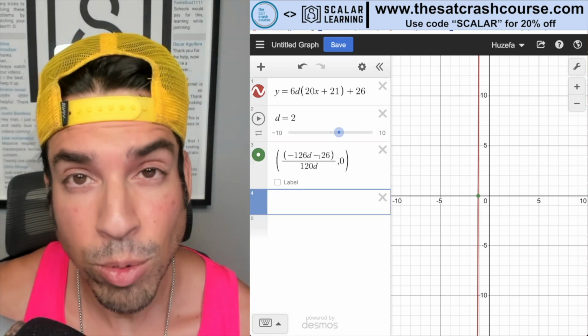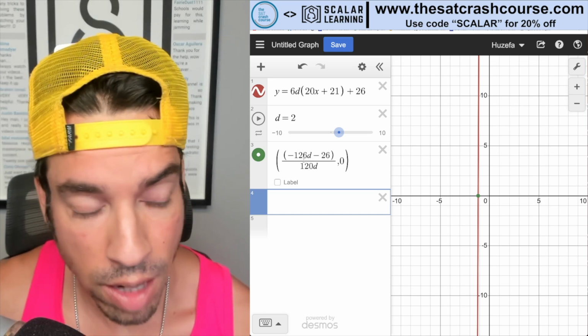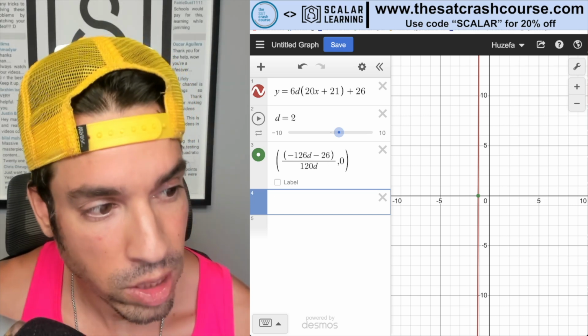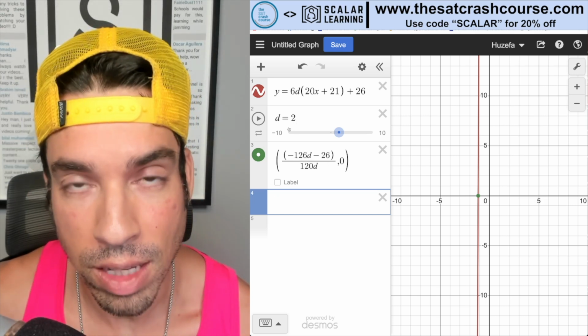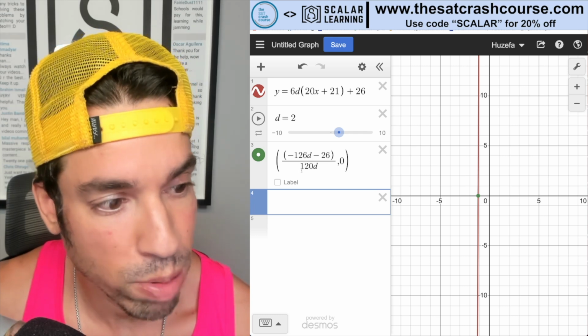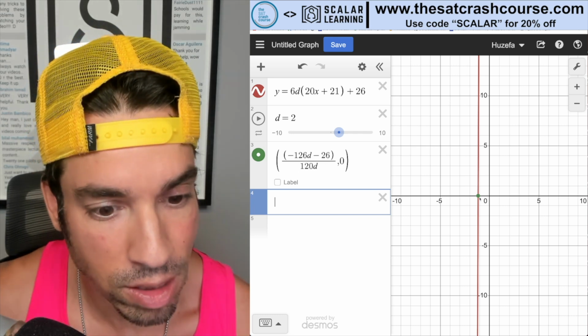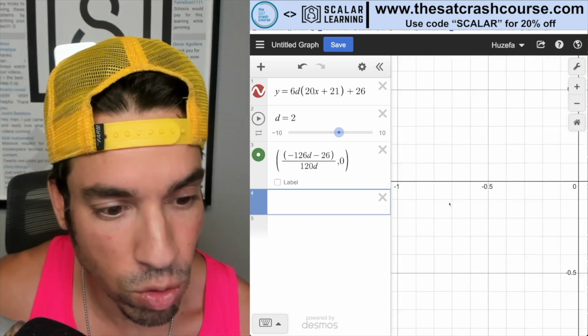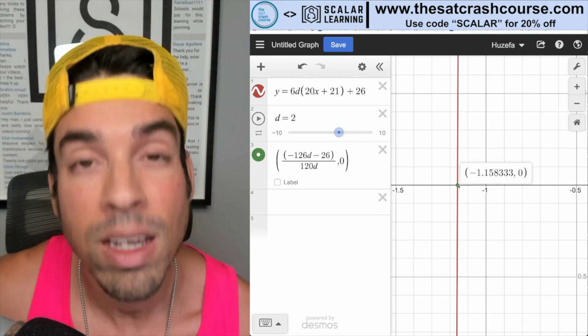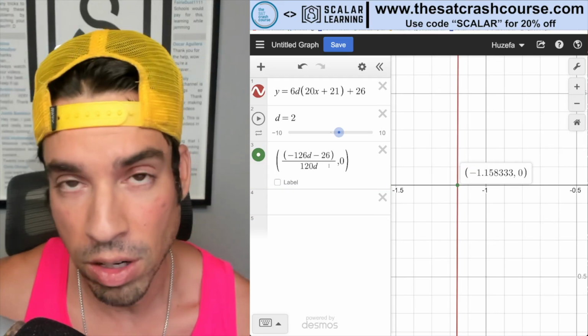So I put in option A just like it was written on the actual test, and you see it's using that same constant, that same value of d, which is 2, and when you plug it in and put it in coordinate format just like this, look at that. It shows up right in the correct position. So you can see this is indeed the correct x-intercept, double verified, done.